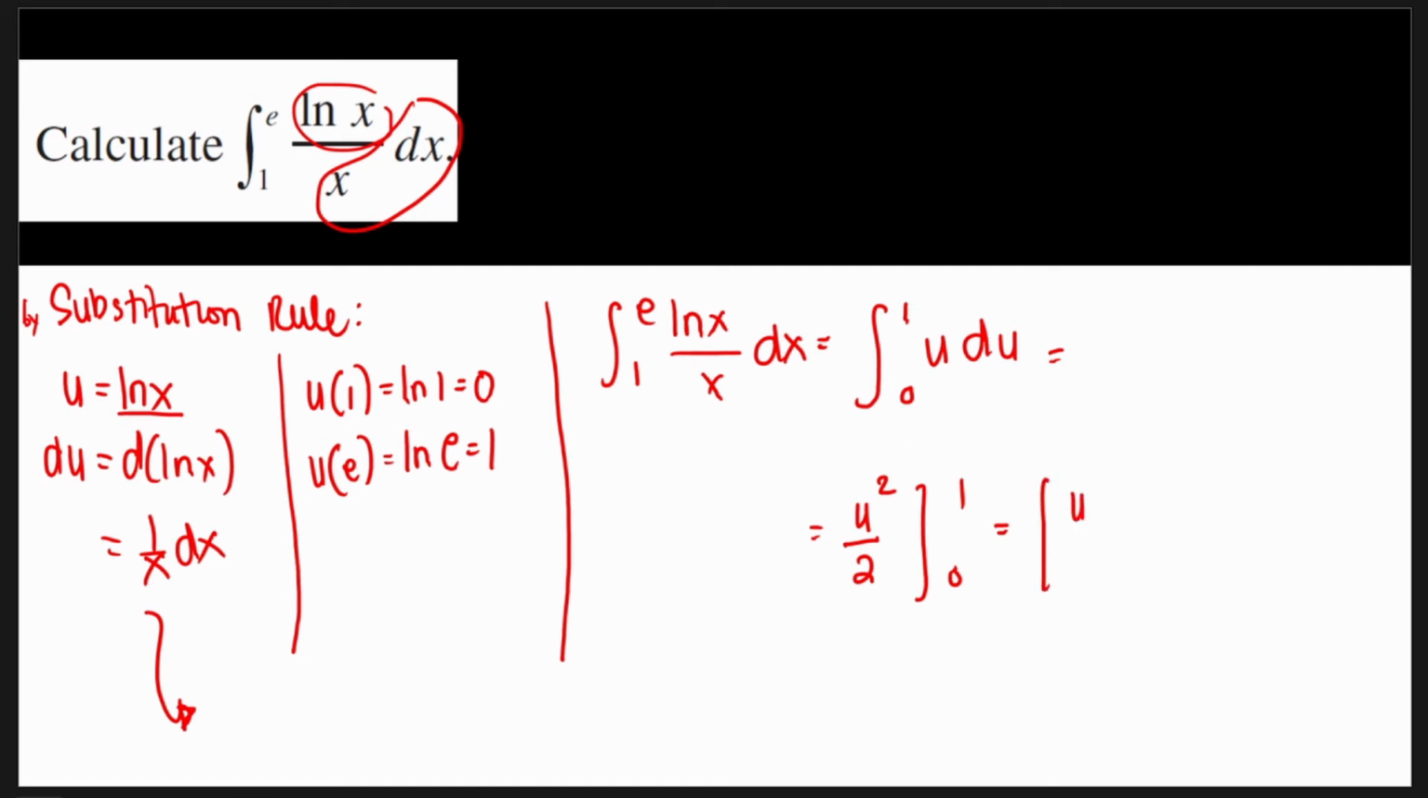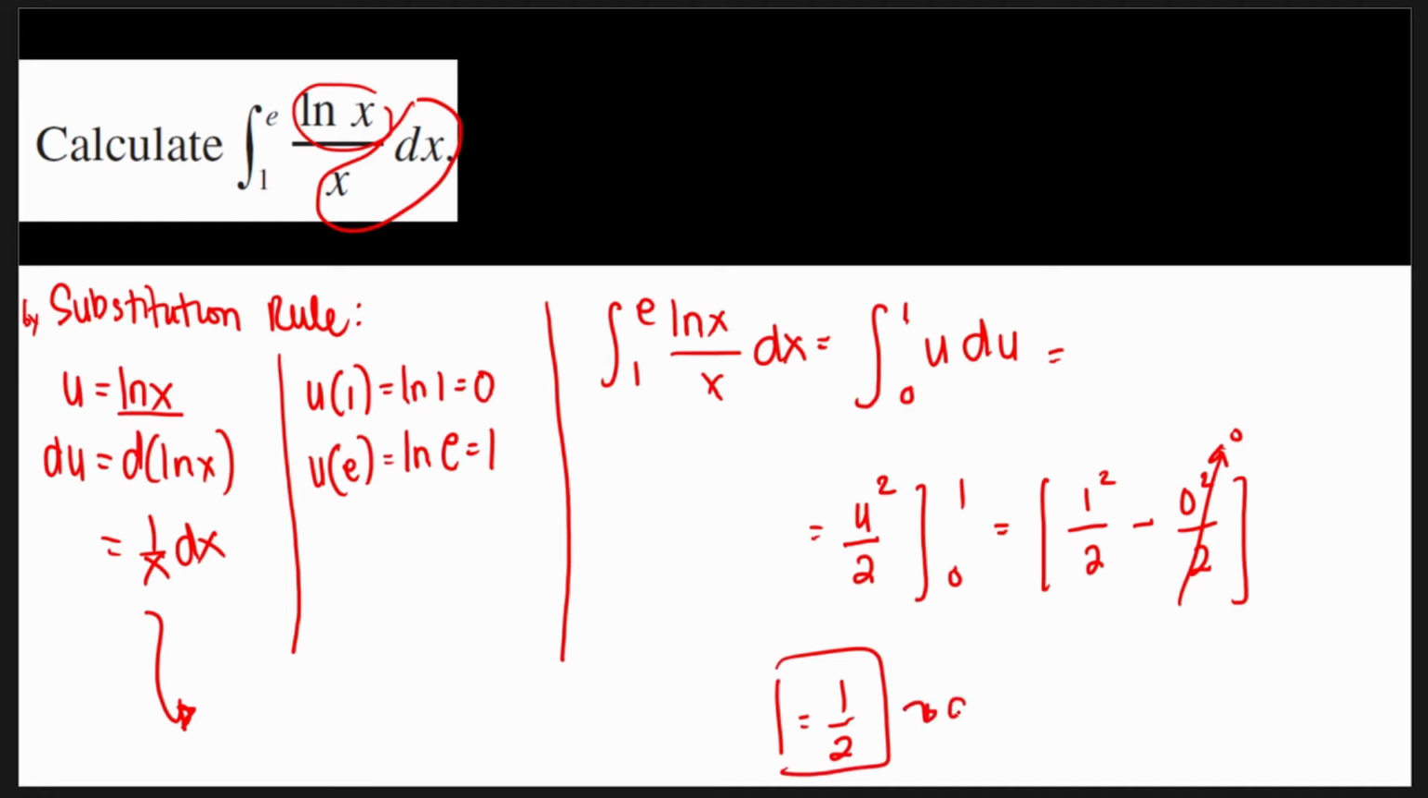substituting the value of our upper and lower limits, so that is 1 squared over 2 minus 0 squared over 2, which is equal to, yeah, this is 0, of course, this is just 1/2. So that is our answer. So let me just check if that's correct. So yeah, that is our answer.